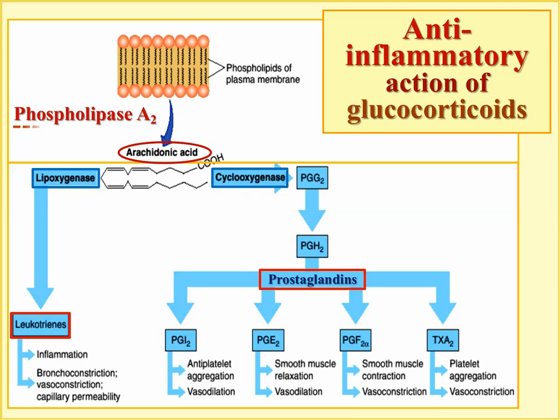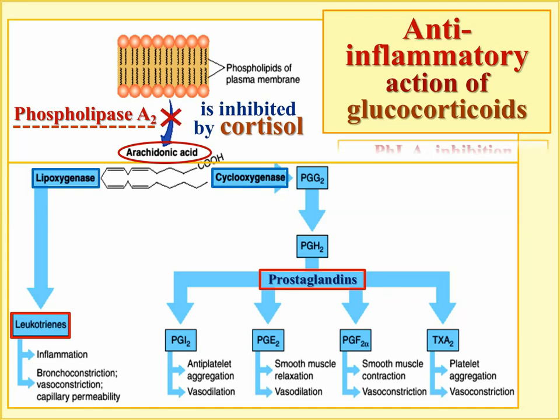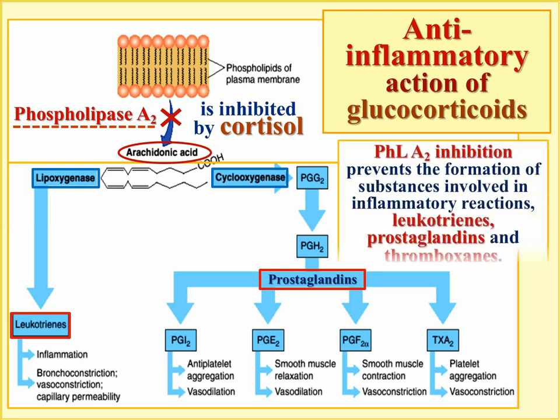And just imagine if phospholipase A2 is inhibited by cortisol, so there is no arachidonic acid at all to form any prostaglandins or leukotrienes. So it greatly suppresses the inflammatory processes. Phospholipase A2 inhibition prevents formation of leukotrienes, prostaglandins, thromboxanes. It's just a part of the effects, but it's number one, easily explained: it's a great block of formation of inflammatory substances.